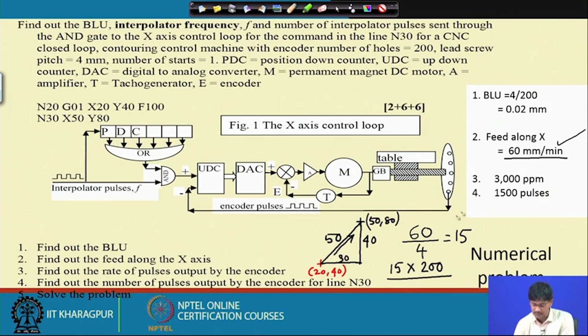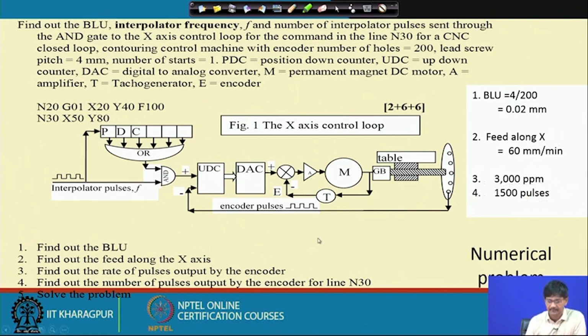So, that is equal to 3000. Okay. So, 3000 pulses are coming out. So, this way I leave the last one to you. They are absolutely easy. Find out the number of pulses output by the encoder for the line N30. So, for the line N30, find out what is the total number of pulses corresponding to this movement, just like we have done previously, and find out whether it is equal to 1500 or not. I will leave that one to you.